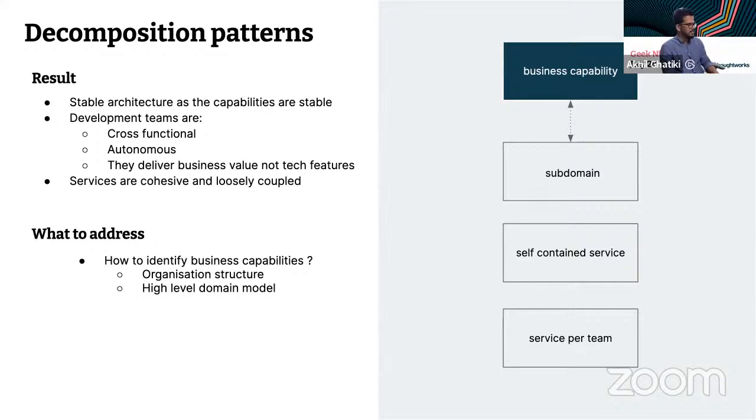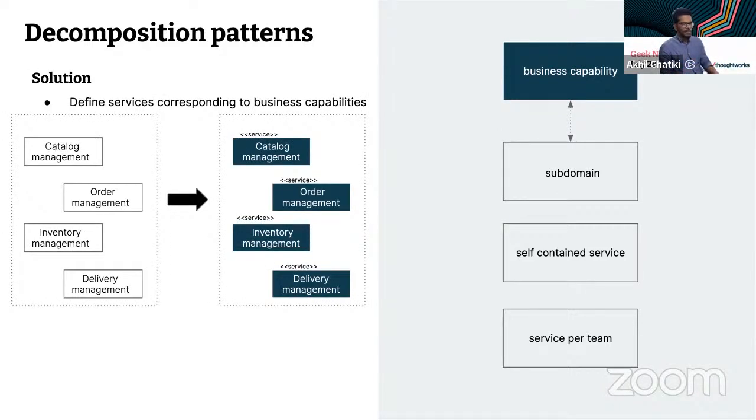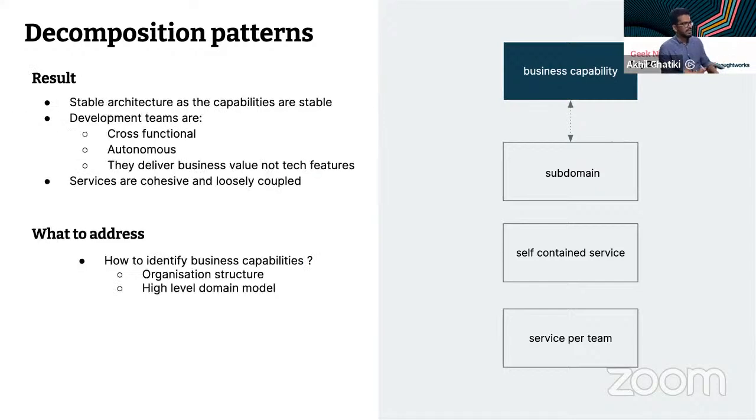So what would be the result of this decision? You'll get quite stable architectures, and development teams are cross-functional. Each service's ownership lies with a team, and they can interact with other teams, and they are quite autonomous, because catalog management is in decent isolation from order management, and so are inventory and delivery management. Obviously there has to be some communication among them. And yes, cohesive and loosely coupled.